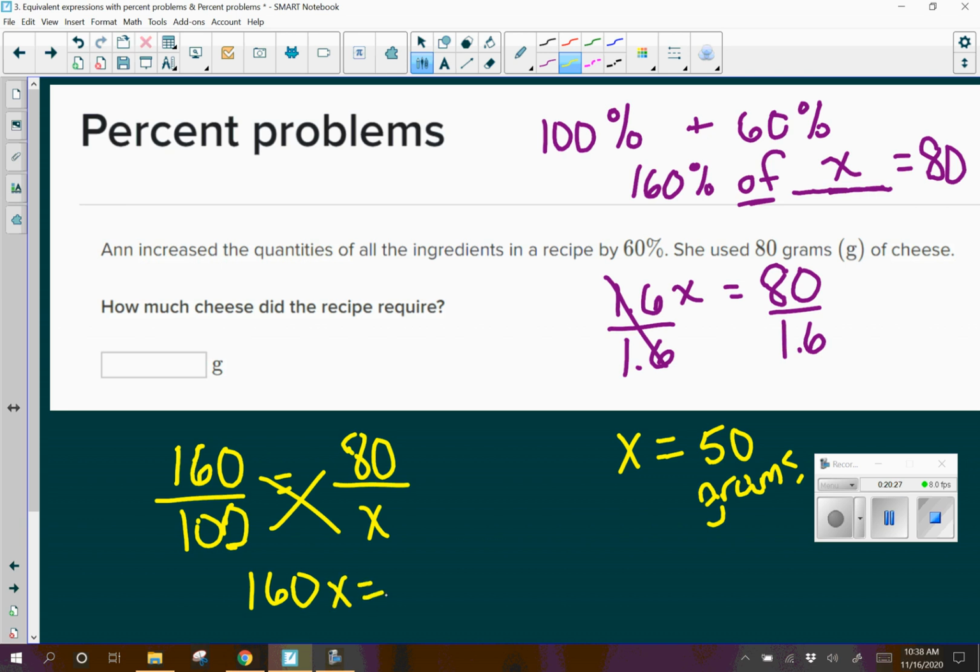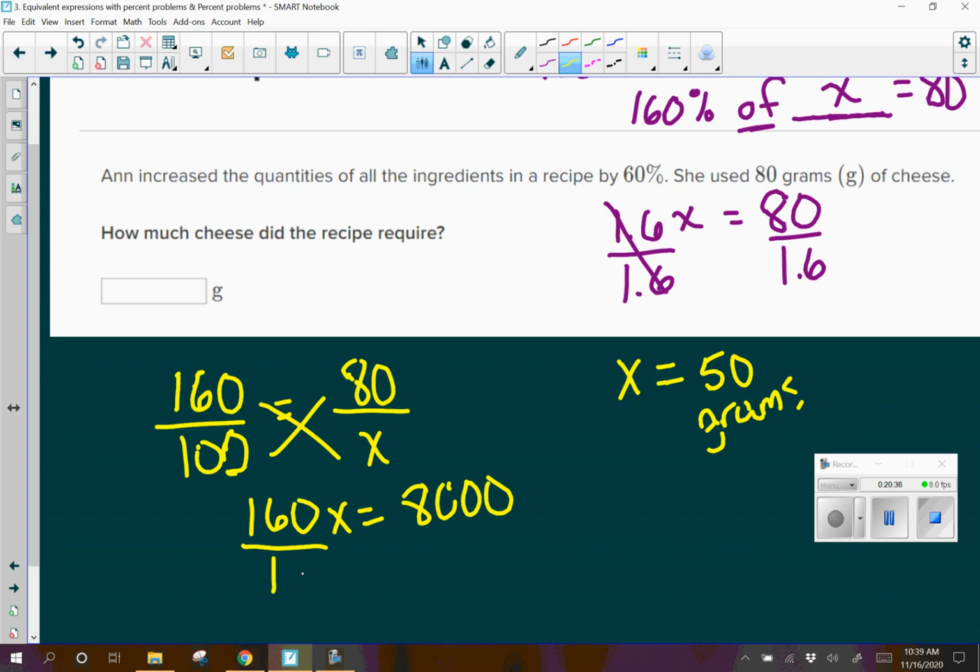So you could have set up your proportion this way, which would then give you 160x equals 100 times 80, which gives us 8,000. And then our last step to get x by itself will be to divide through by 160. If you divide 8,000 by 160, you also get 50 grams.